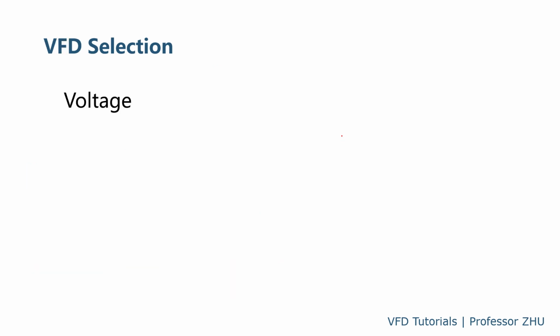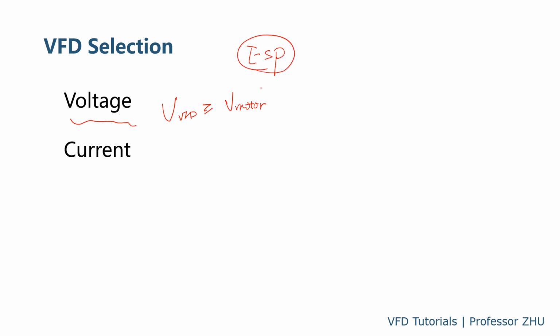So after we select the motor, then we will select the drive. So there are two critical data for the drive. One is the voltage. Typically the voltage of the drive should be higher than the voltage of the motor. If there is a long motor cable, like for the ESP pump, you need to take the loss on the cable into account, then the drive voltage will be a little bit higher than the maximum motor voltage. So typically, the drive voltage rating is the same as the motor voltage rating.